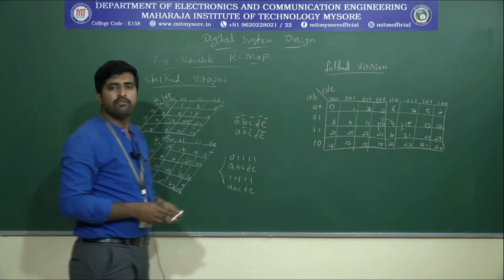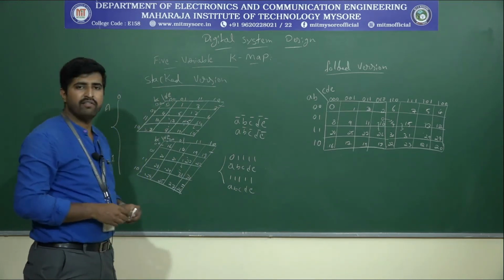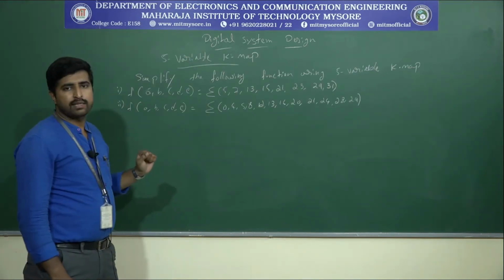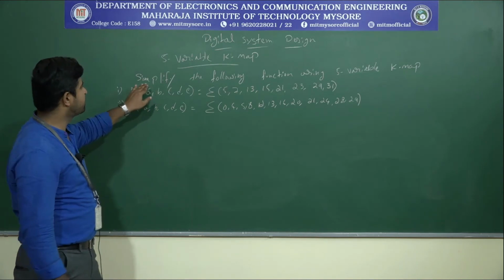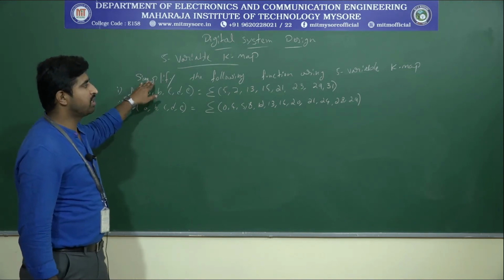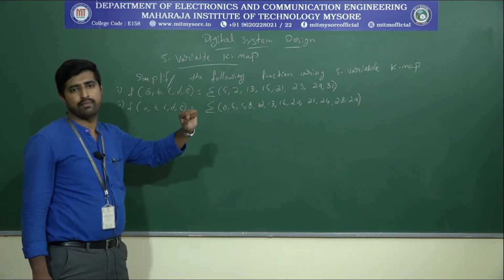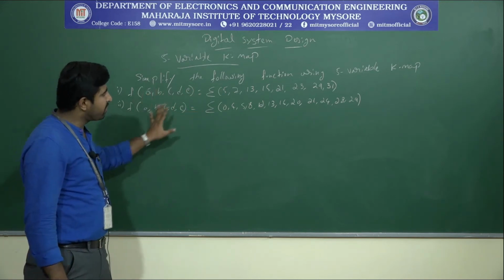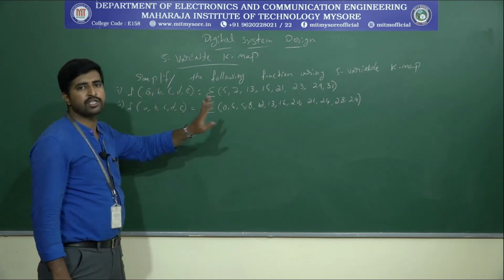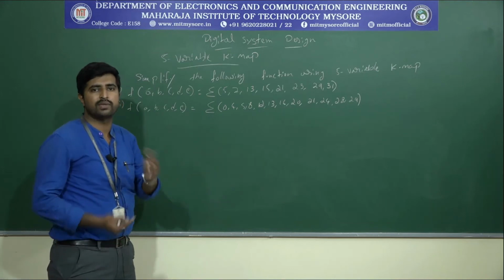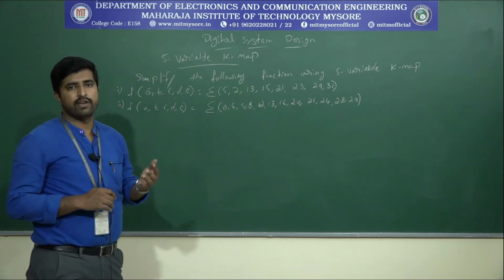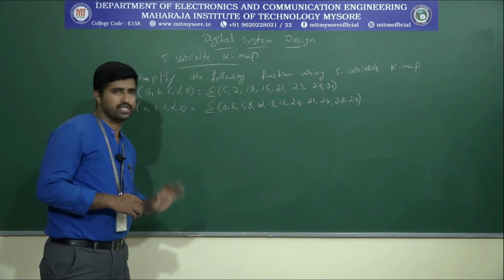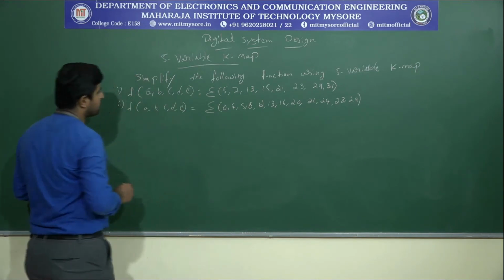So let's take a few problems related to the 5 variable K map. Let's take the problem: simplify the following function using a 5 variable K map. Okay, so let's simplify the given expression using both versions, that is the stacked version of the 5 variable K map, and even the folded version. So the function is given.